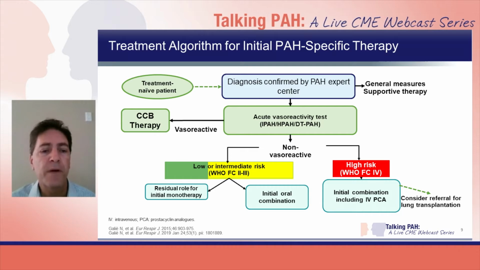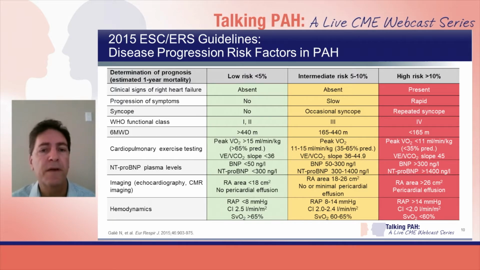And then there is a treatment algorithm also, and this comes from the European Respiratory Journal guidelines, sponsored by the ERS, ESC, and ISHLT. And once you have a confirmed diagnosis, hopefully by that expert center, if the patient doesn't have any acute vasoreactivity, then they're classified into low or intermediate risk versus high risk, and we'll talk a little bit about what that does and doesn't mean, and then therapy is initiated. These guidelines are focused on low, intermediate, and high risk criteria that are defined by certain characteristics or phenotypes of each individual patient. We'll talk more about that in the future also.